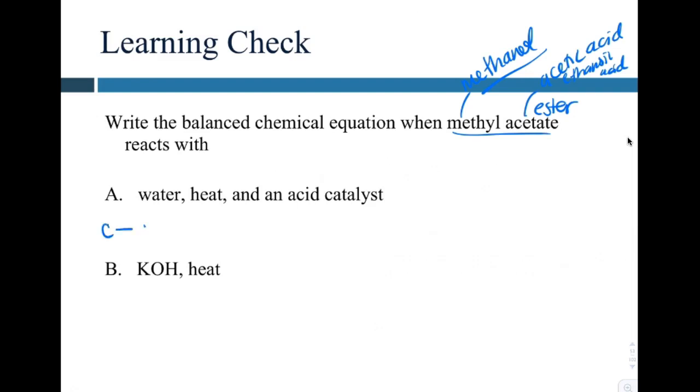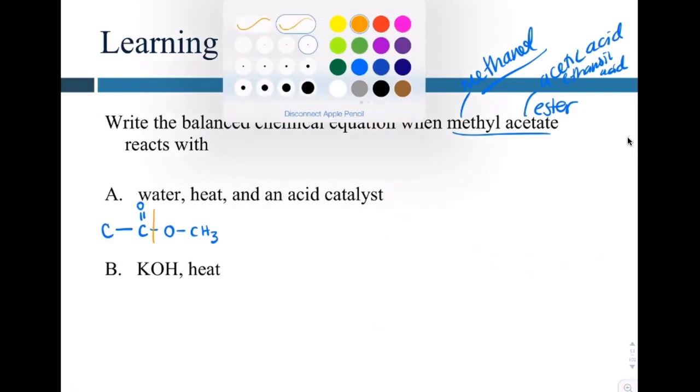So we got 1, 2. This is our acetic acid. Okay, and now this is all we have for acetic acid. Now as soon as we draw this other O here, that's going to be part of our methanol, right? Because this is where we would split it, right here.